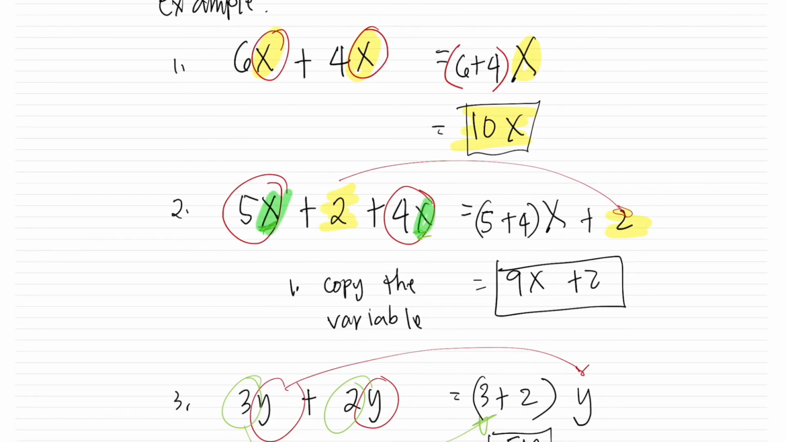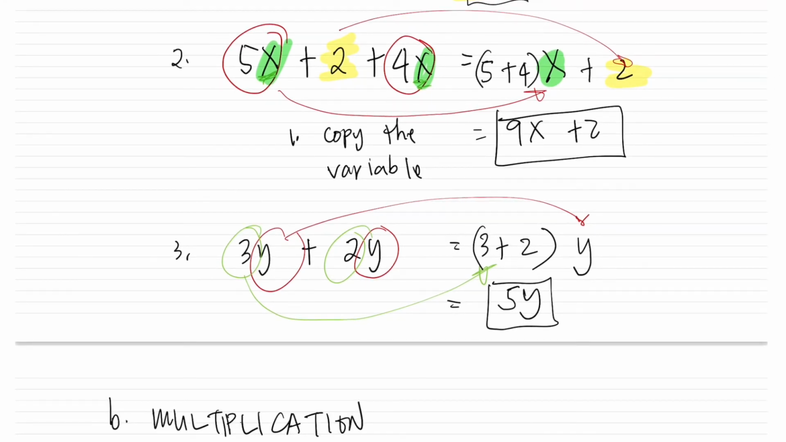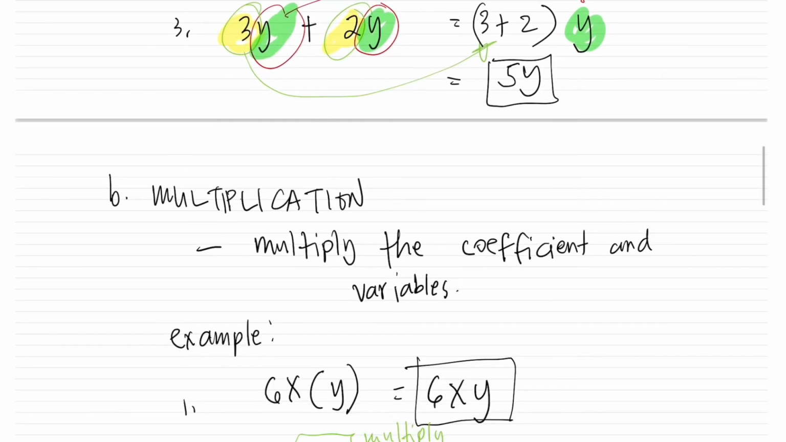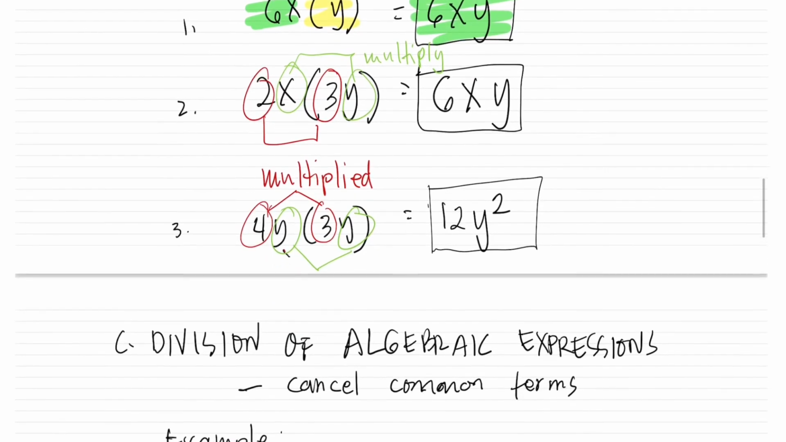Now we have the same here. We have the same variable, so we write it down here. We copy that one, and the one that doesn't have a variable, we copy it also, and then we add the coefficients of those terms with the same variable. Here it's the same thing: same variable, so we write it down, and then we add the 2, so we have 5y. Now for multiplication of algebraic expressions, multiply coefficient and variable right away. So we have 6x times y. The answer is 6xy. So you have to multiply them.